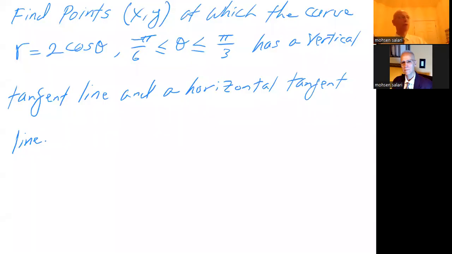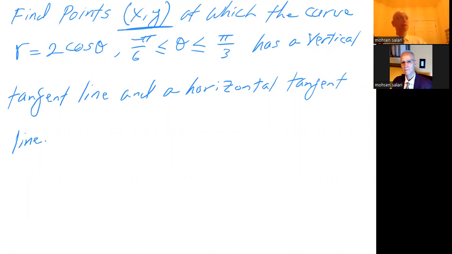So we want to find points x, y at which the curve r equals 2 cosine of theta, theta between -pi/6 and pi/3, has a vertical tangent line and a horizontal tangent line. Two things to pay attention to: number one, the final answer has to be a Cartesian coordinate point, because it says find points x, y. So whatever we find, we have to make sure that our final answer is in Cartesian coordinates.